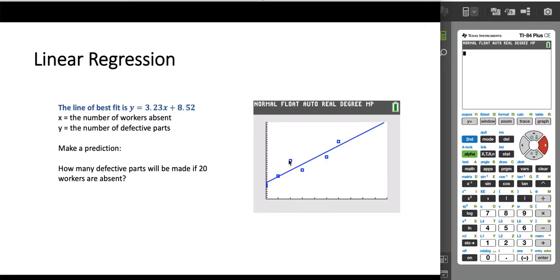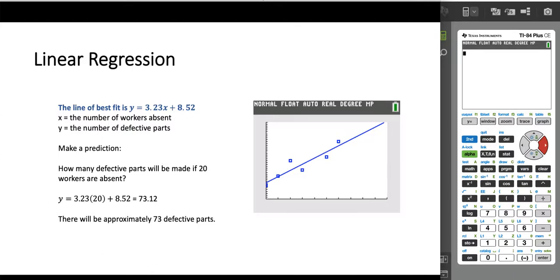So it's a pretty good line, right? See how this best indicates what direction it's taking. Now we can use that line to make a prediction. How many defective parts will be made if 20 workers are absent? This is an estimate of what we predict to happen. And we just quite simply plug 20 in there. Remember, 20 is the number of workers absent. So we're going to plug 20 in for X. When we plug 20 in for X, we get 73.12. So that's approximately 73 defective parts.